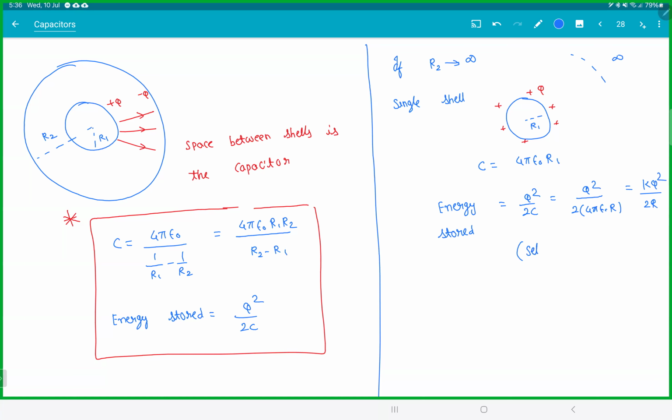Again, this is the same thing which we kept on saying. When you say self energy, or when you say energy of the capacitor, the energy is not on the shell, it is in the form of field lines from R to infinity. So in this case, we assume the second shell is at infinity. So this is the self energy there. Have a look at this. This is the result for a single shell. You need to remember these results though.